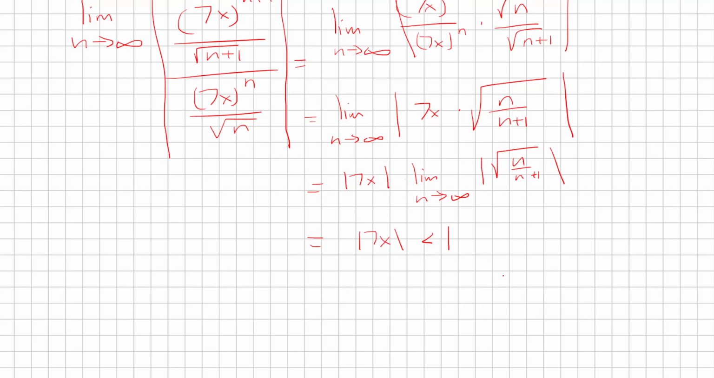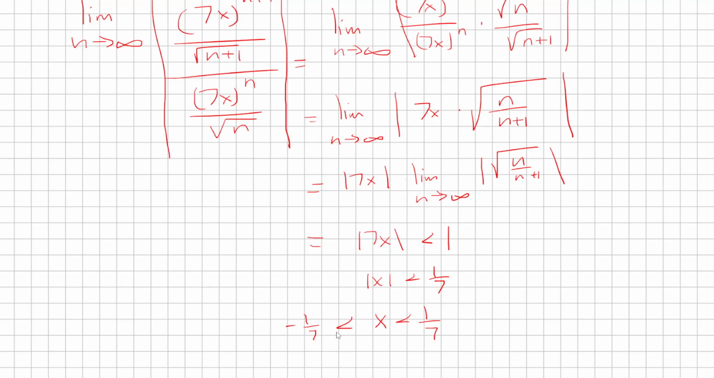So that means that if I divide both sides by 7, I have the absolute value of x is less than 1/7, which means x is between negative 1/7 and positive 1/7. So now we just need to test the endpoints.